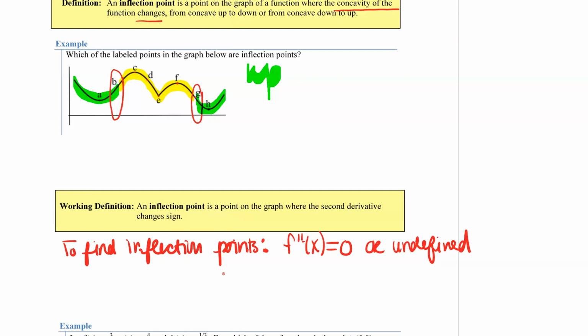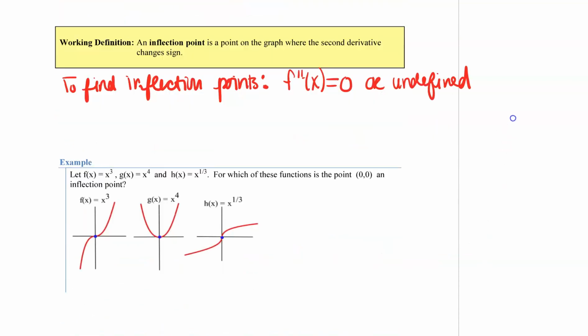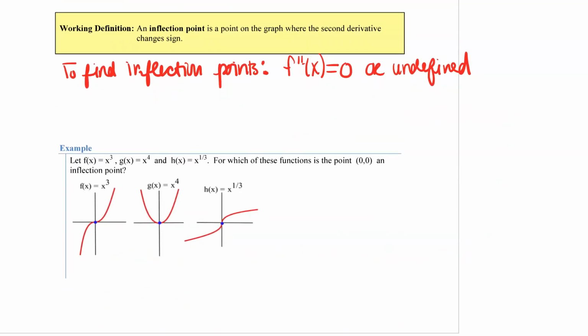Let's look at this next example, and I'm going to walk you through it. Once we walk through this simple example, I'm going to show you what's going on. It says, let f of x equal, g of x equal, h of x equal. We've got three different graphs. For which of these functions is the point (0, 0) an inflection point? I want to start out pretty basic. Where is its inflection point? So we want to know, where is the concavity changing?